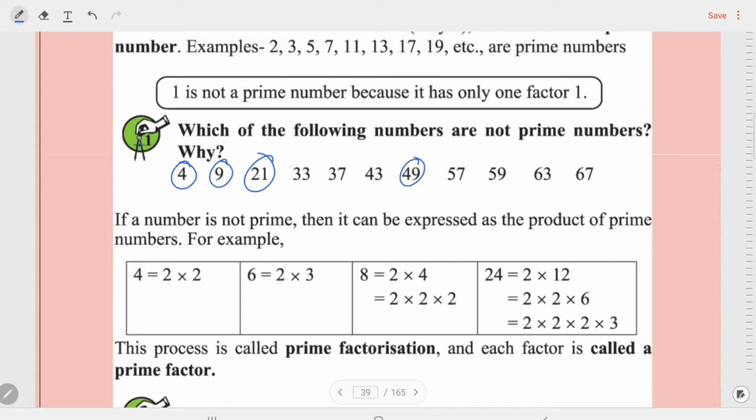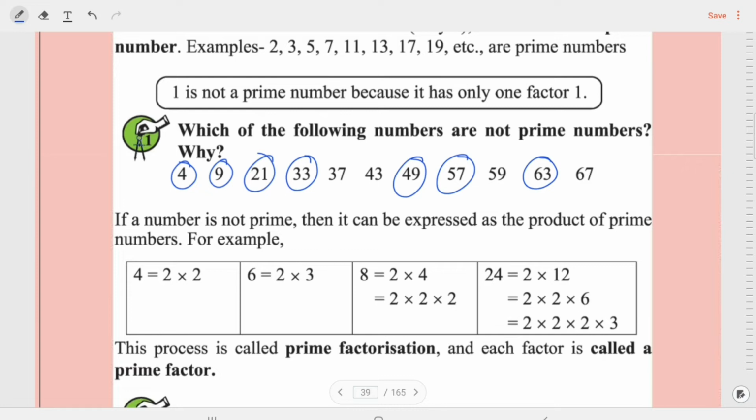Here also, this is 49. 33 also, 11 is a factor, 3 is a factor. 49, 7 is a factor. 57, 3 is a factor. 63, 3 is a factor, 7 is a factor, 9 is a factor.